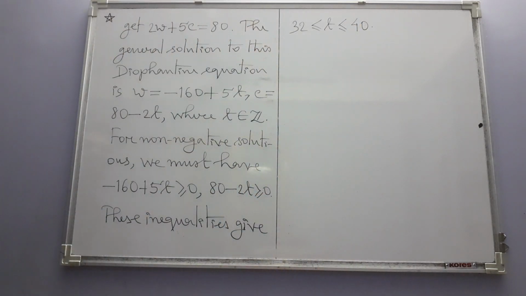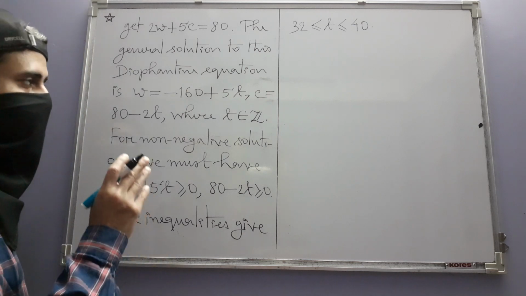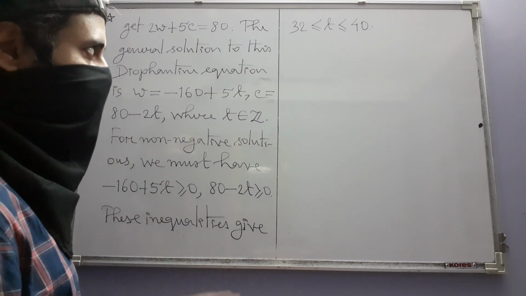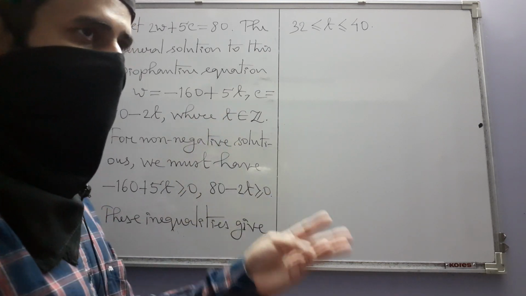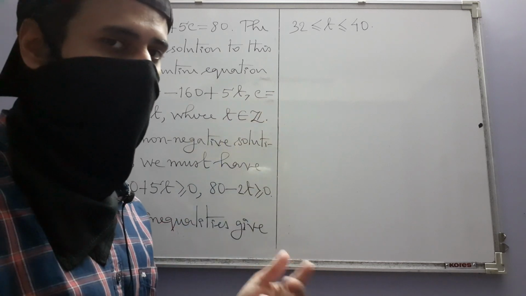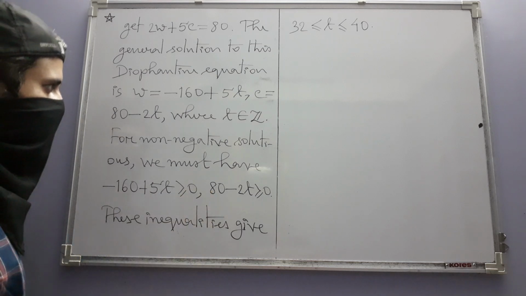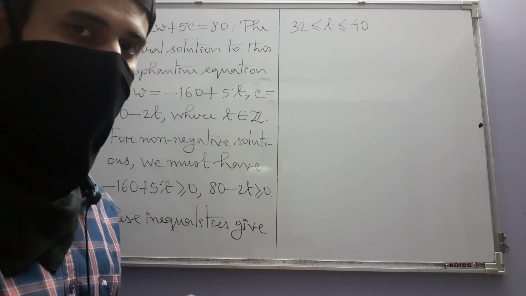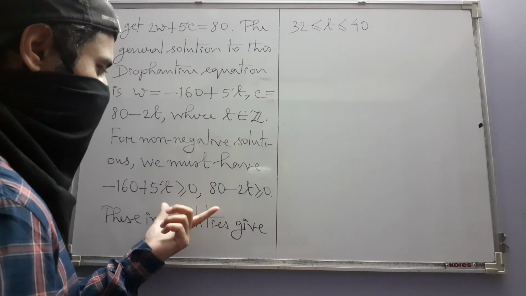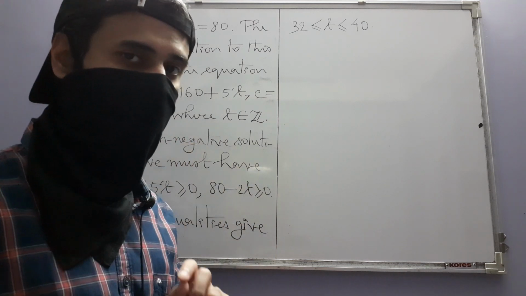Okay. Now after this, you know what you have to do. For each value of t, for each integer t satisfying these inequalities, that is 32, 33, 34, all of these things, all the way up to t equal to 40. Each one of these values is going to give us a w and a c, which are non-negative. But then corresponding to each such set of w and c, you have to find m, the number of men.